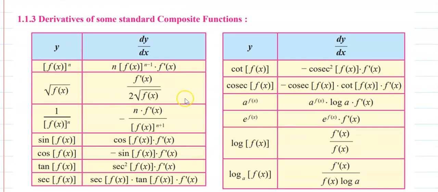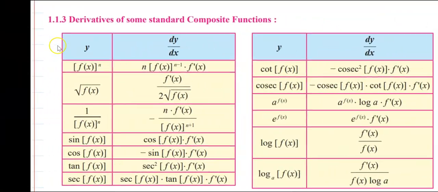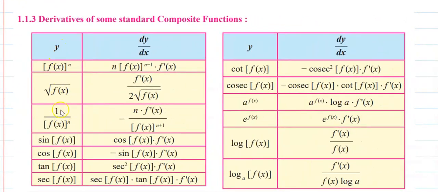आता यानंतर अजून एक फॉर्म्युलांची यादी आहे. y is here in this column and here is dy by dx. Okay. But if y is equal to f of x raised to n, then what's its derivative? म्हणजे आहे त्या फंक्शनचा आपण पॉवरचा डेरिव्हेटिव्ह काढत असतो, इथे n into f of x raised to n minus 1. Okay. n into f of x raised to n minus 1 into f dash of x.